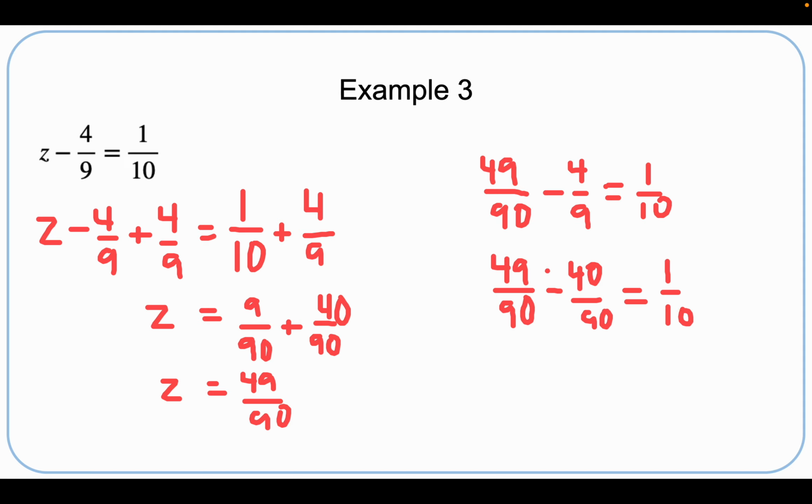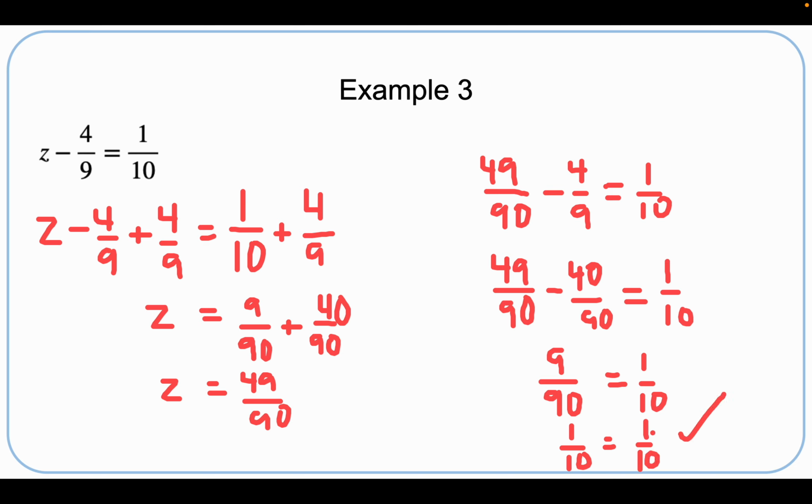Then we'll simplify this. 49 minus 40 is 9. 9/90 equals 1/10. And we can simplify this fraction. That is indeed 1/10 equals 1/10. So that checks out.